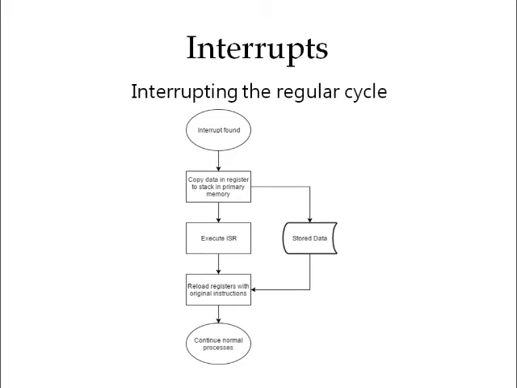Executing an interrupt will interrupt the regular cycle. The data from the registers are copied to a stack in primary memory, and the interrupt service routine, ISR, is executed. The registers are then reloaded with the original instructions, and the original job is resumed.